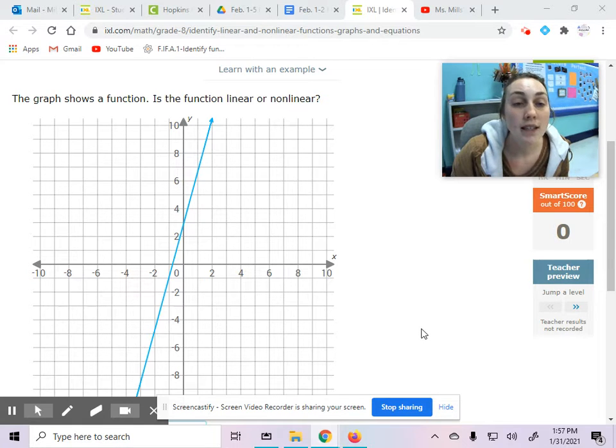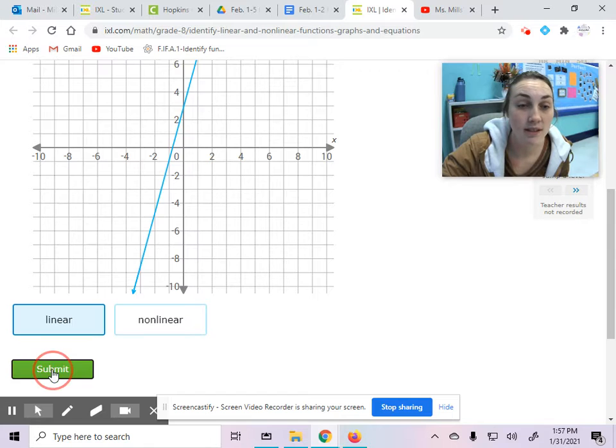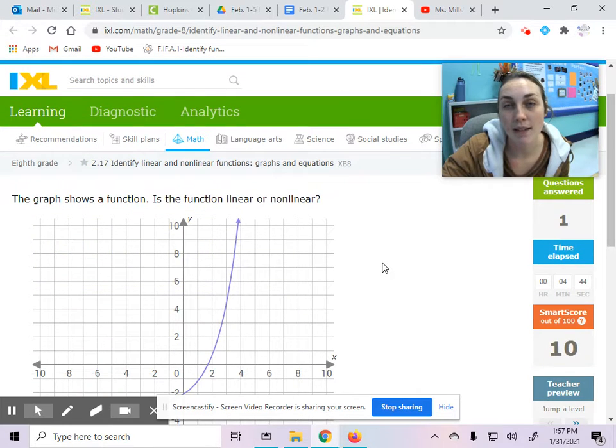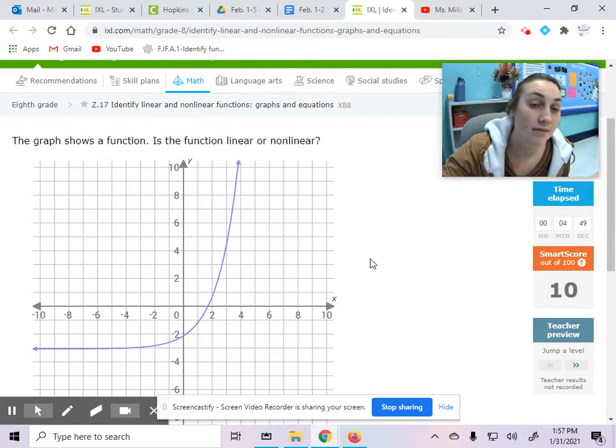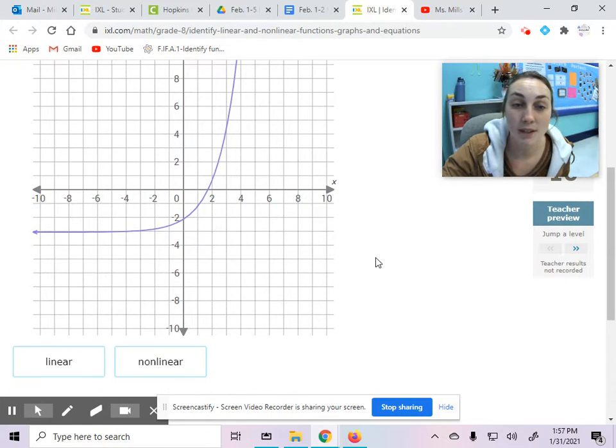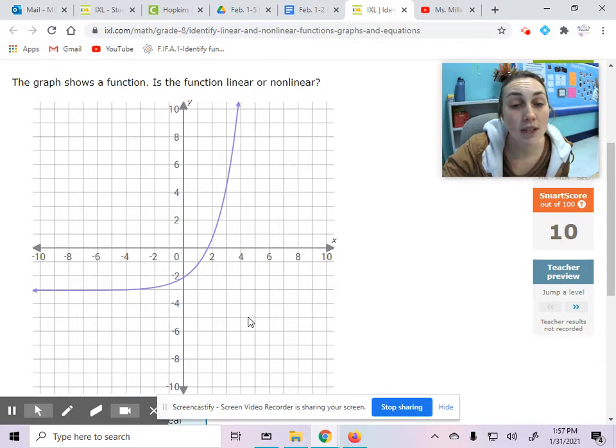So, is the function linear or nonlinear? Well, if you remember from your notes, for a graph to be a linear function, it just had to satisfy one requirement, and that was for it to be a straight line. And this graph is obviously a straight line, so it's a linear function. It also passes the vertical line test, so yeah, it's a function too. But now we look at this graph. It's not a straight line, so it's not linear. It is still a function though, because it passes the vertical line test, but it's not a linear function.